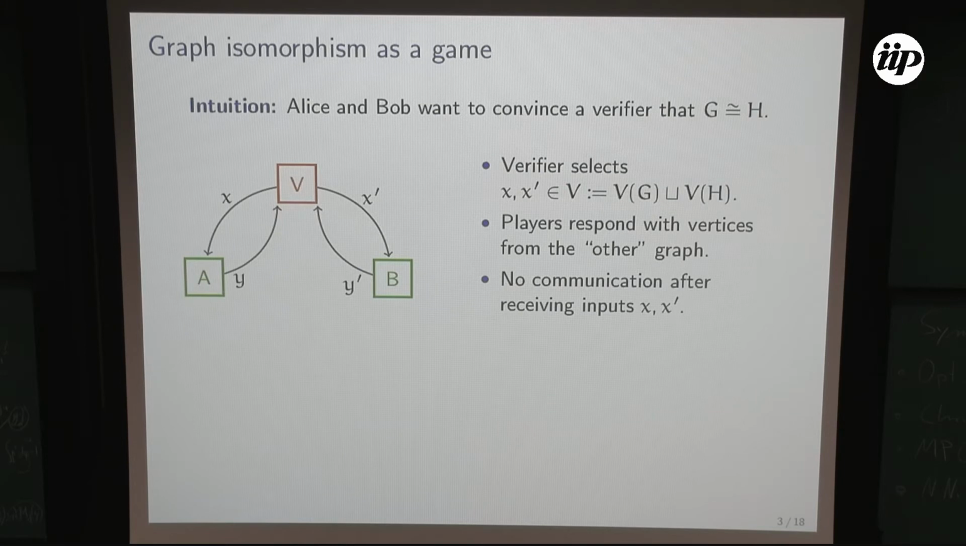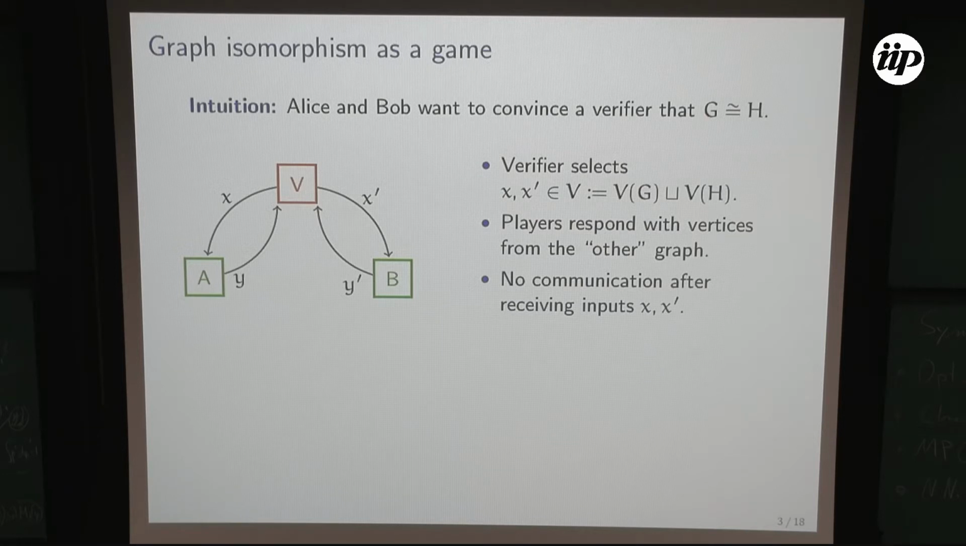We are not allowing Alice and Bob to talk to each other after they receive this x and x prime, because otherwise the game would become trivial. However, both Alice and Bob know these graphs G and H before the start of the game, so they could agree on the strategy that they are going to use to play this game before they receive this x and x prime.